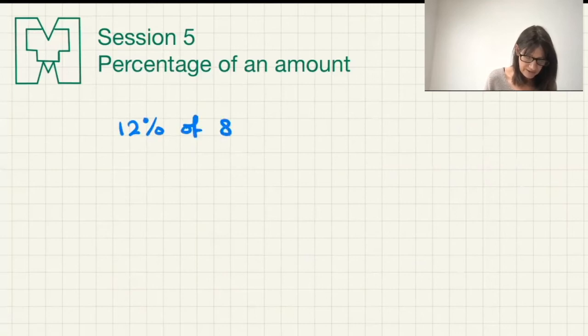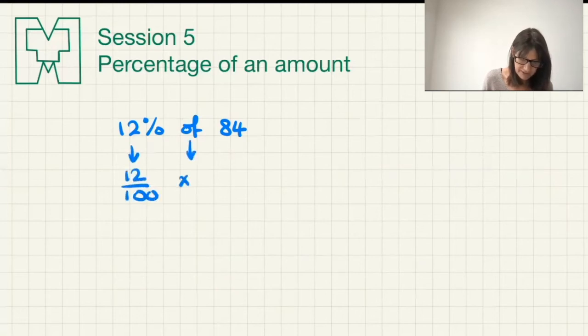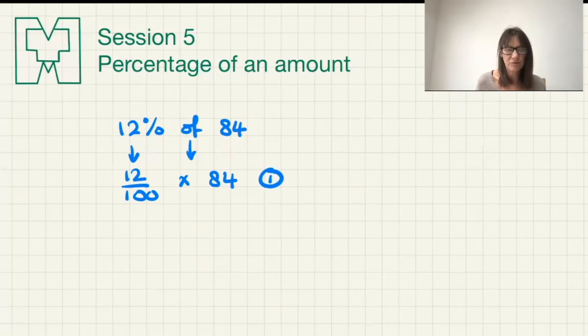of 84. So this one's a little bit harder. I'm going to rewrite the question. I've got 12 over 100 times 84. And that has just guaranteed me a mark. You must write that down. Then I'm going to show the maths I need to do. I need to do 12 times 84 first.